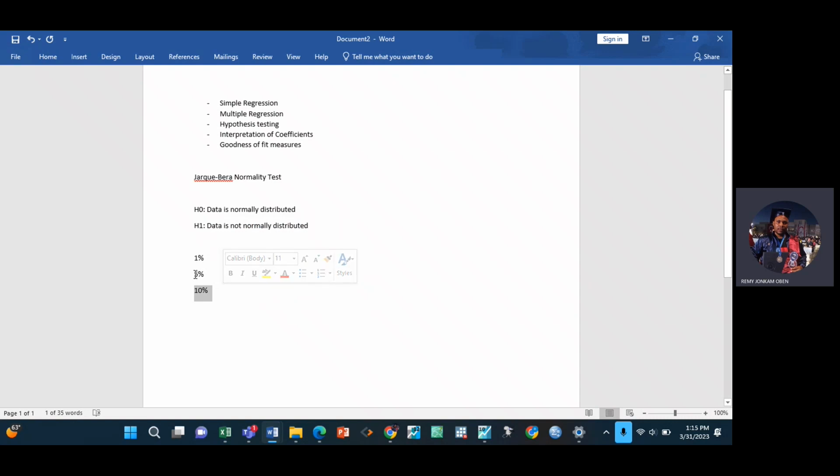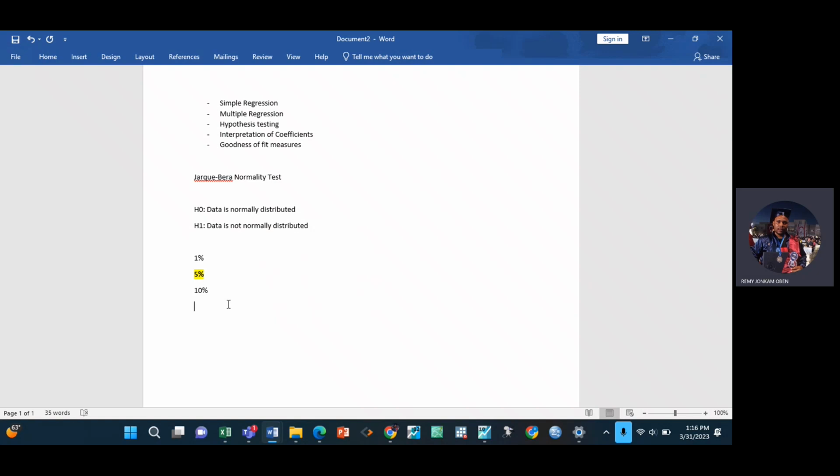Generally, they use 5%. If you're using 1%, it means you're trying to be too cautious. If you're using 10%, it means maybe you're trying to be too considerate. But generally, they use 5%, right? How do they use these significance levels? You check the probability values. If your probability value is less than the significance level, let's assume that we are using a 5% significance level. If the probability value is less than this 5%, what do we do?